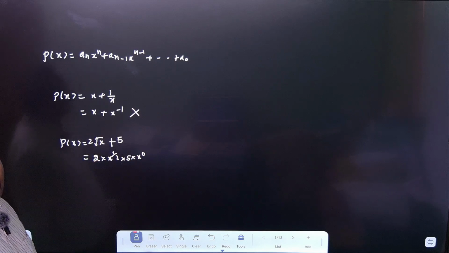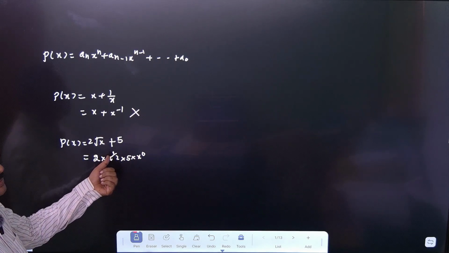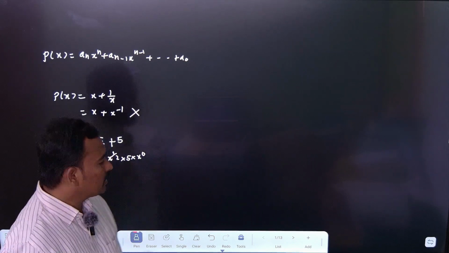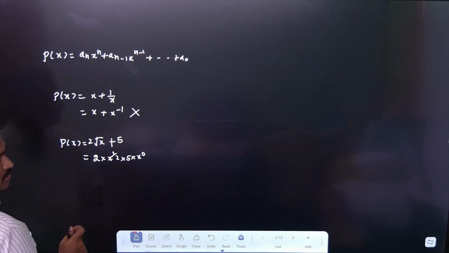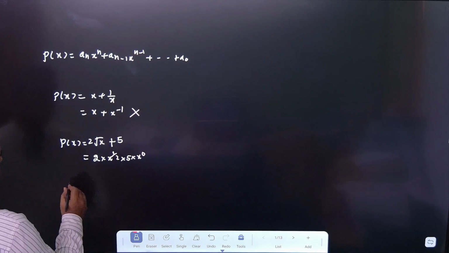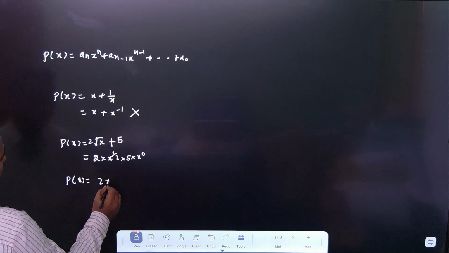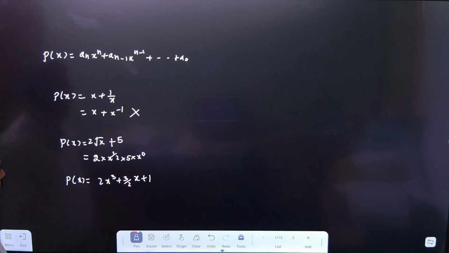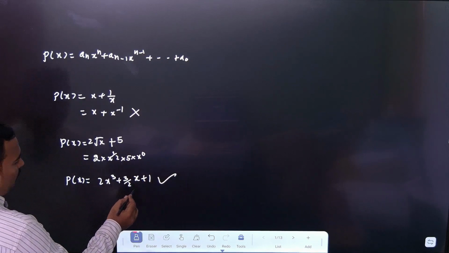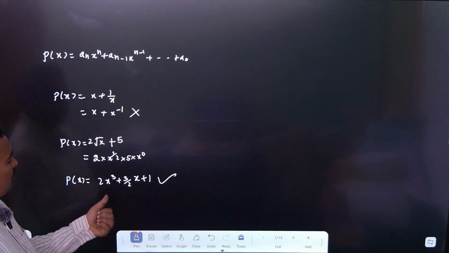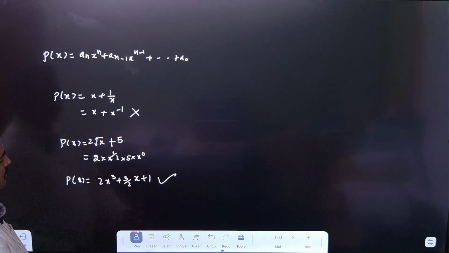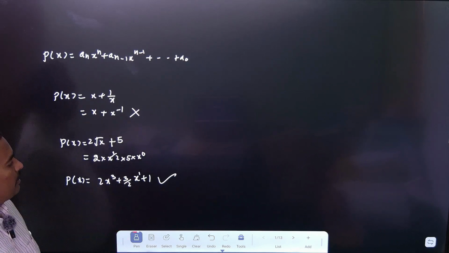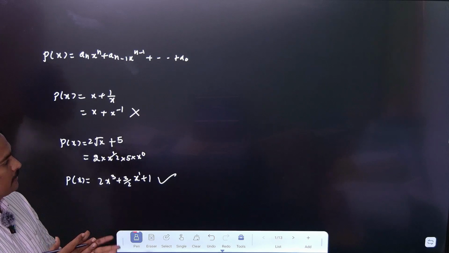Is this a polynomial or not? This is not a polynomial. You can see the first expression has x to the power 1 by 2. For a polynomial, the variable power should be a whole number, but here there is a fraction, 1 by 2, so it is not a polynomial. Let us take p of x equal to 2x cube plus 3 by 2 x plus 1. Is this a polynomial or not? Yes, this is a polynomial. Each term's variable power here is a whole number: the first term has power 3, the second has 1, and the third has 0.